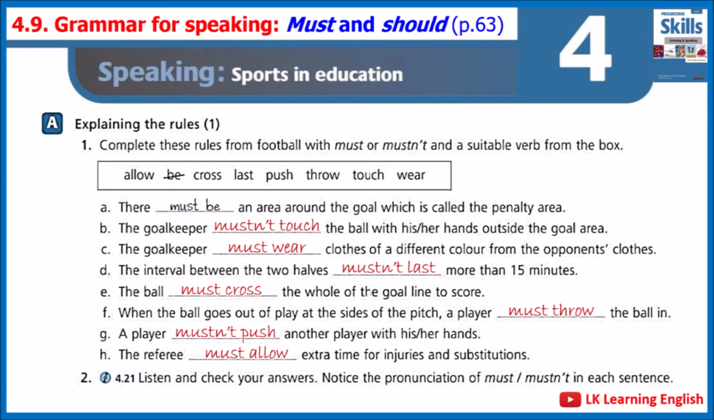E. The ball must cross the whole of the goal line to score. F. When the ball goes out of play at the sides of the pitch, a player must throw the ball in. G. A player mustn't push another player with his or her hands. H. The referee must allow extra time for injuries and substitutions.